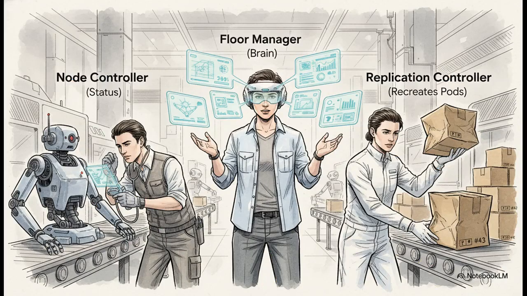Let's take a closer look at our floor manager, the Kube controller manager. You can think of this as the true brain of the operation. It's constantly pacing the factory floor, making sure reality actually matches our blueprints. And it uses sub-managers to do this. The node controller is constantly monitoring the health of the worker nodes. Then you've got the replication controller, which ensures the exact desired number of pods are always up and running. If a pod gets damaged or sick, the replication controller is instantly responsible for recreating it. It is literally ultimate quality control.